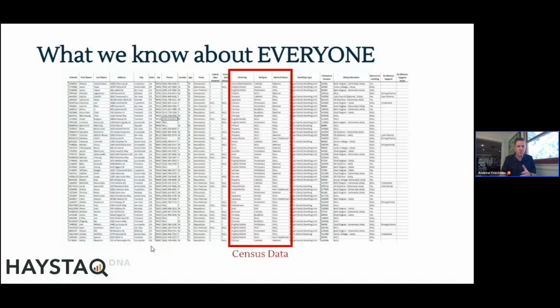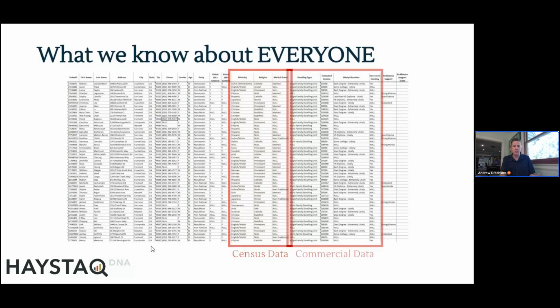Second, what other information do we have on everybody? We have census data. Census provides a lot of different information. We can drill down to the census tract level, group level, and even the block level for certain data points to help understand who these people are and what sort of habits they are, generally speaking.